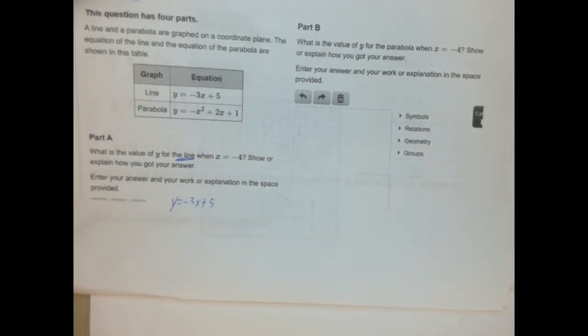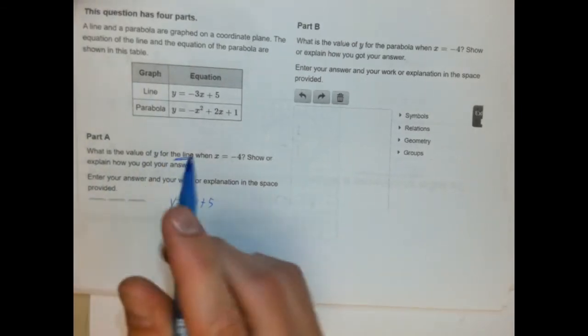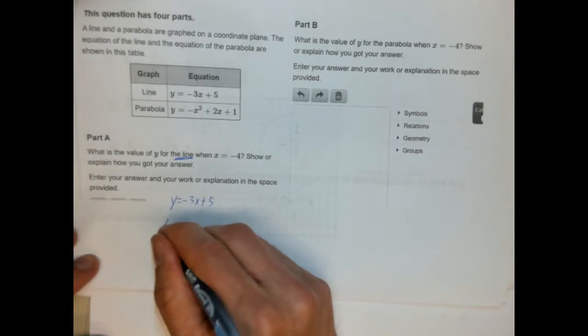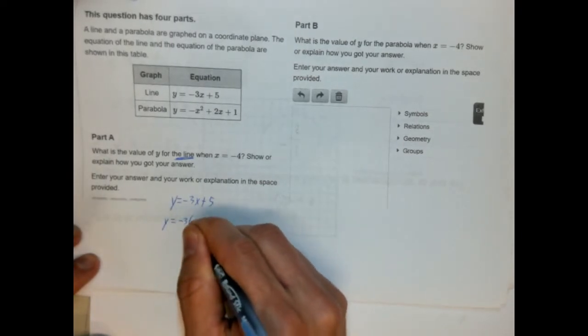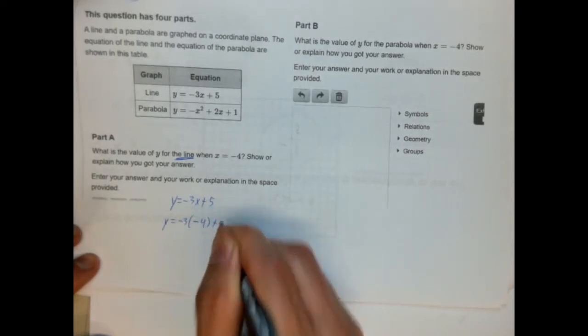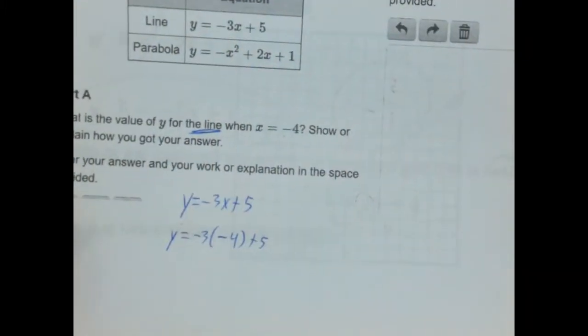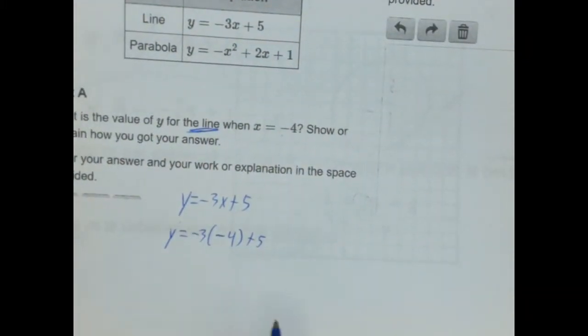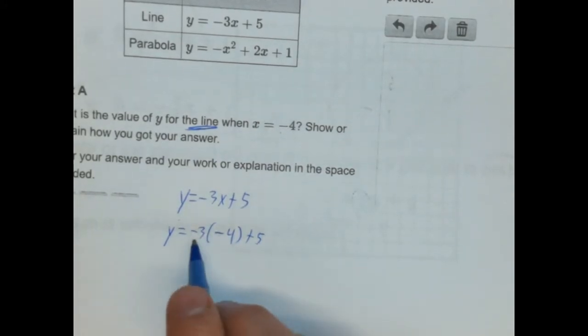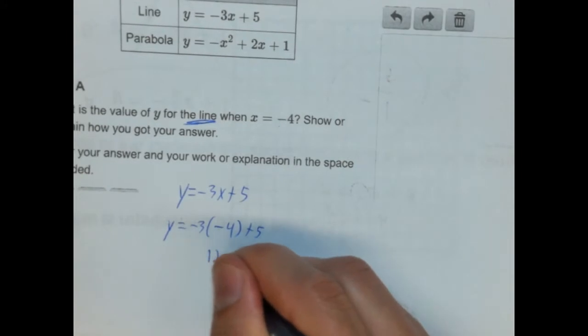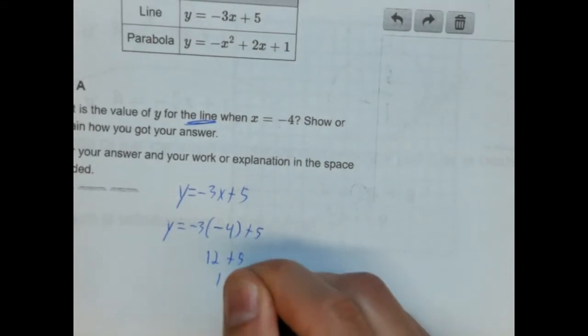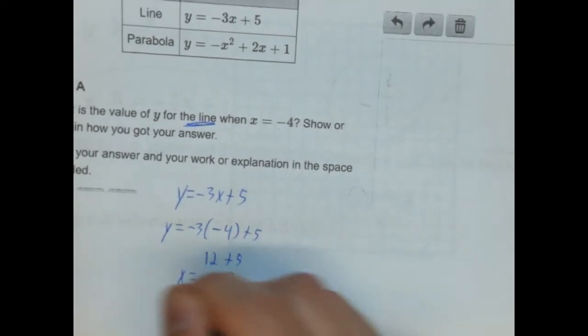So hold on one second. Okay, so we're going to go ahead and plug in our x value, which is negative 4. So y equals negative 3 times negative 4 plus 5. Let me zoom in a little more so you can see this a little better. This is really just showing whether or not we know how to use order of operations, right? We're going to multiply before we add here. So negative 3 times negative 4 would be 12, and 12 plus 5 is 17. So y would be equal to 17.